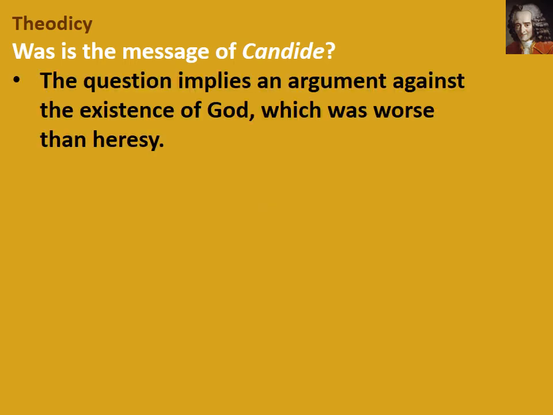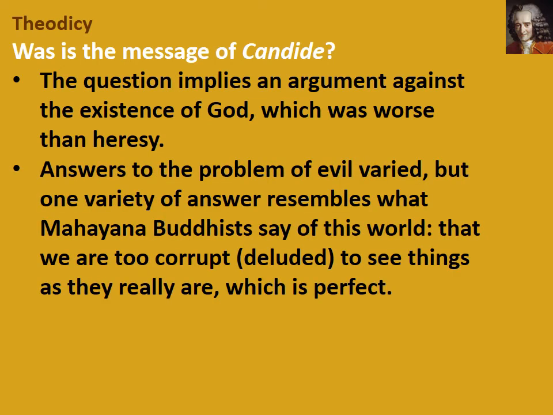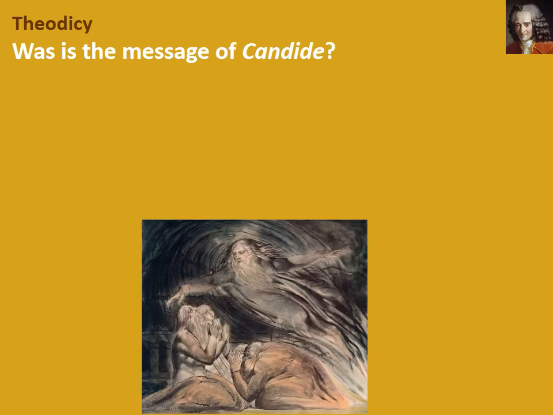Now the question implies an argument against the existence of God, which was worse than heresy, which is why Friday says it and not Robinson Crusoe. Answers to the problem of evil varied, but one variety of answer resembles what Mahayana Buddhists say of this world, that we are too corrupt or deluded to see things as they really are, which is perfect. So one of the answers is that things really are perfect, but we are so corrupt we can't see.